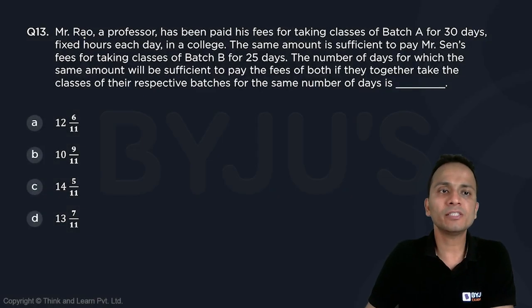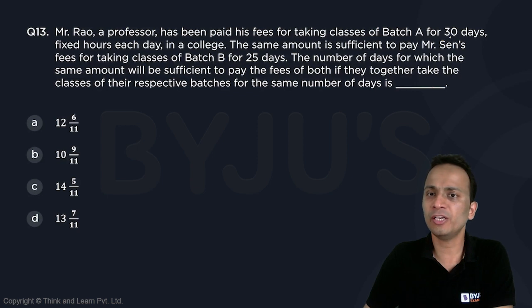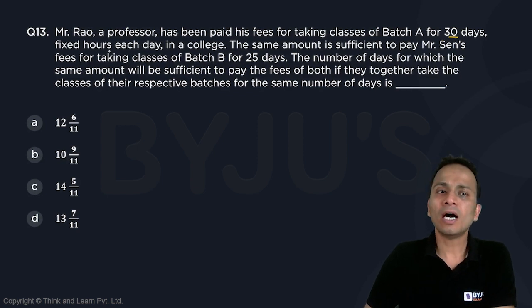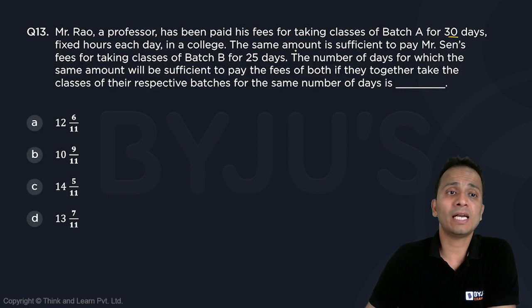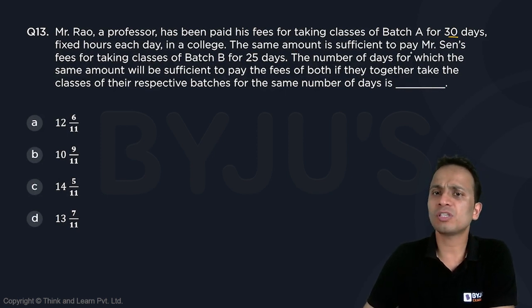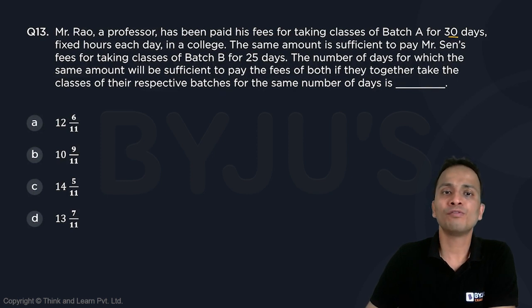Now, question number 13 says, Mr. Rao, a professor, has been paid his fees for taking classes for batch A for 30 days. And the rate is fixed hours each day. Similarly, the same amount, so the total amount that is sufficient to pay Mr. Rao for 30 days, this amount is also sufficient to pay Mr. Sen for taking classes for 25 days.